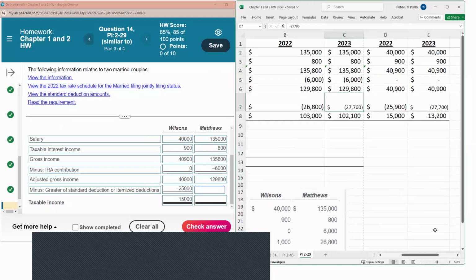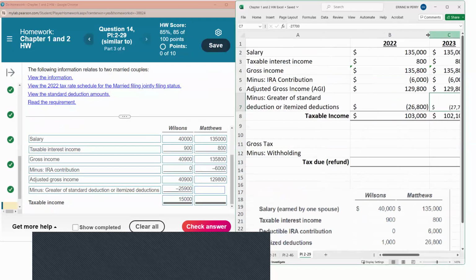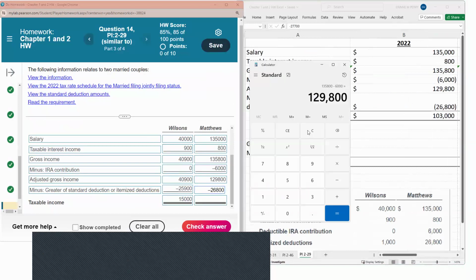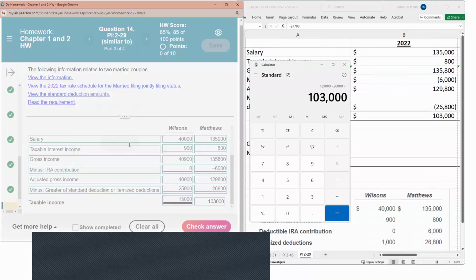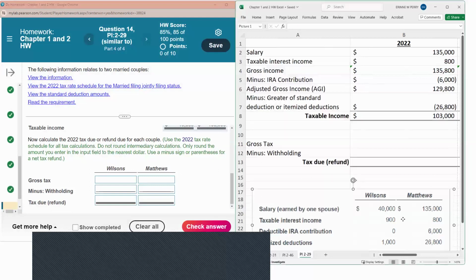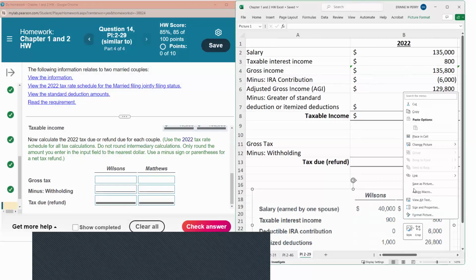So therefore, we would subtract the itemized deductions of $26,800. So 129,800 minus 26,800 gives us taxable income of $103,000. So this brings us to the last part of the problem. It says, now calculate the 2022 tax due or tax refund for each couple.